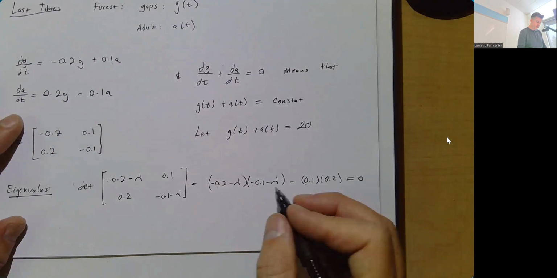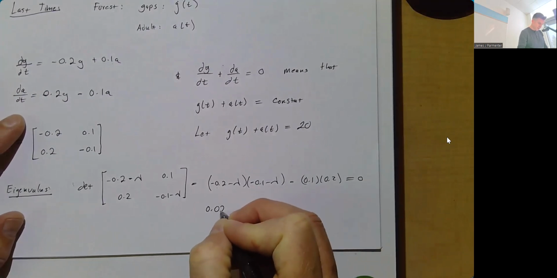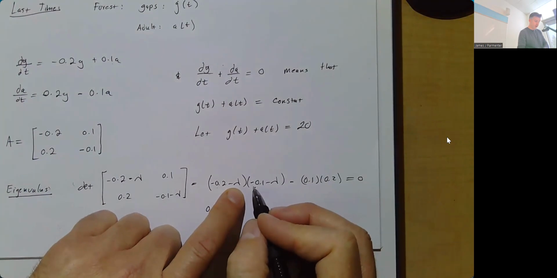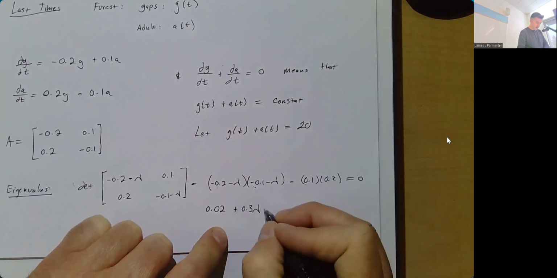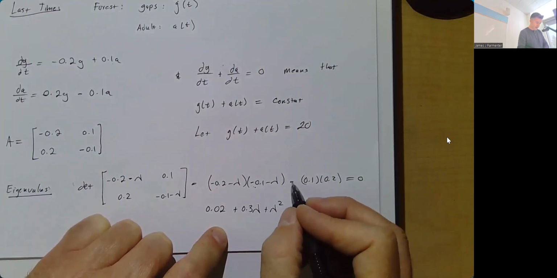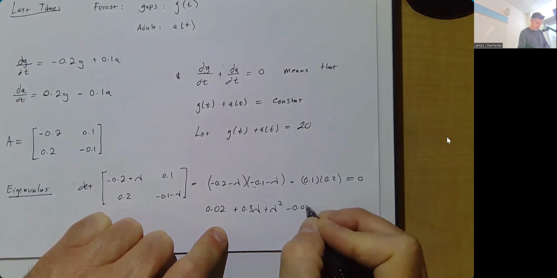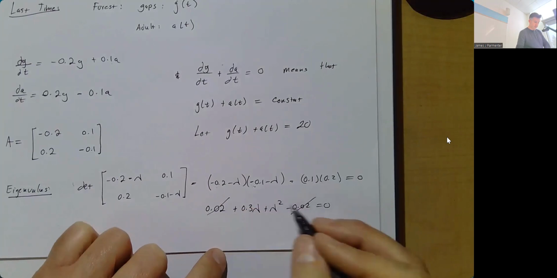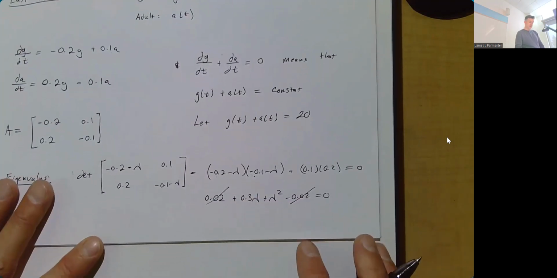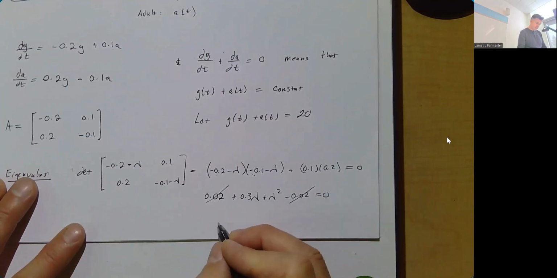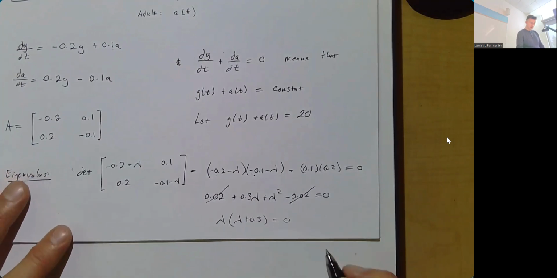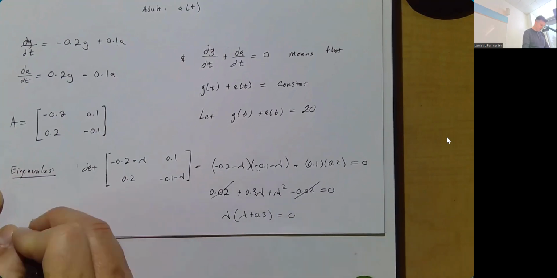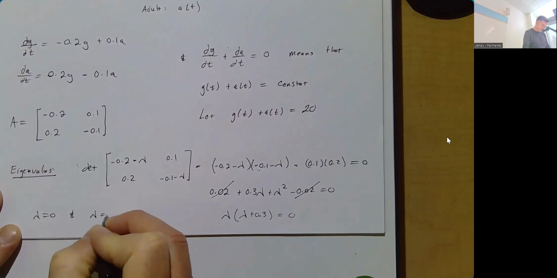Although you could. You could totally just multiply this out and get 0.02 plus 0.1 lambda plus 0.2 lambda gives me a plus 0.3 lambda plus lambda squared and then minus 0.02. And just like we said, the 0.02 and the minus 0.02 are going to cancel out. And then we can factor a lambda out from these two things. I'm left with lambda times, I'm going to write, lambda plus 0.3. So we end up getting that both lambda equal to 0 and lambda equal to negative 0.3 are eigenvalues.